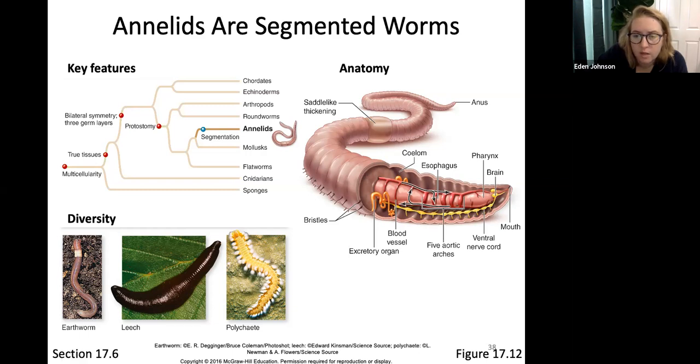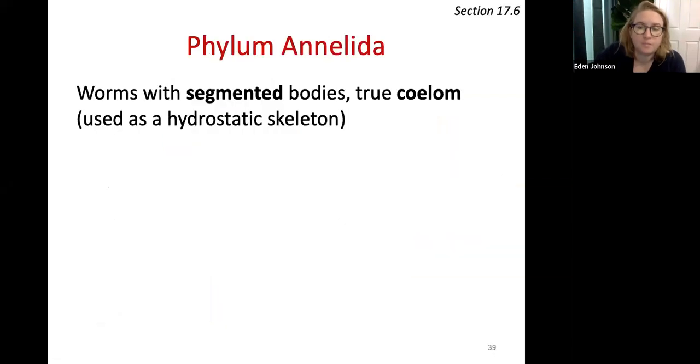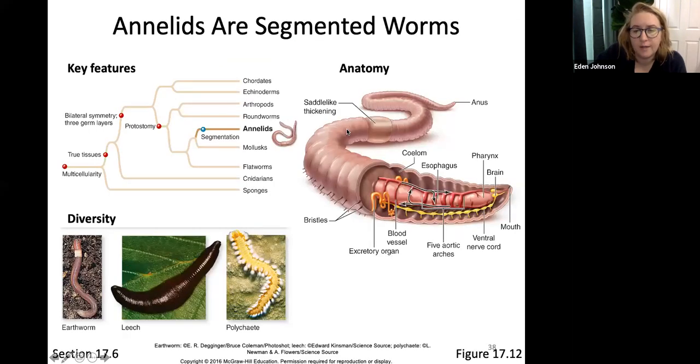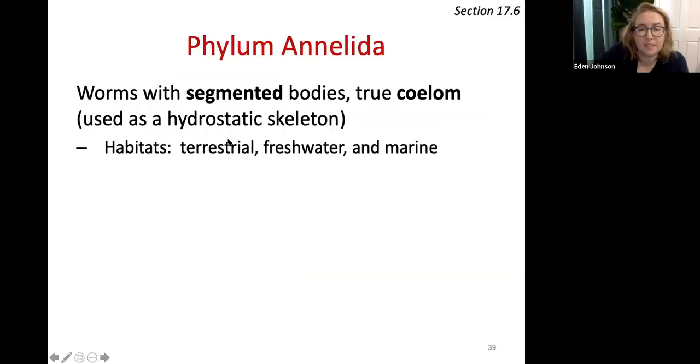What else? Bristles. We're going to talk about your bristles because all of the annelids have them. And they do function for locomotion, for moving through the soil or moving through the water and things like that. So worms with segmented bodies, true coelom, used as a hydrostatic skeleton. Basically it's going to function for support and for structure of its internal body cavity, okay? All right, so it's terrestrial, freshwater, and marine, 3 groups.